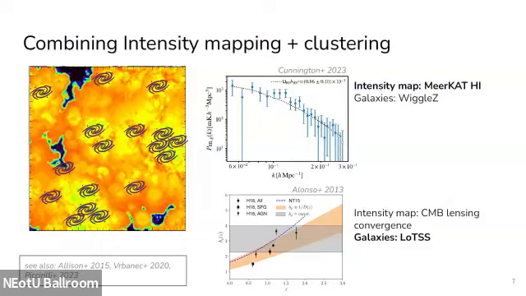In the top example, the intensity map that's used is the MeerKAT H1 intensity map. This is at low redshift, so looking at H1 at low redshift, and the galaxies are from WiggleZ. This is looking at the power of the correlation between H1 and galaxies as a function of the scales on the sky. The bottom example shows the intensity map that was used is the CMB lensing convergence, and the galaxies are from the LOFAR 2-meter sky survey. The data in bold is the radio.